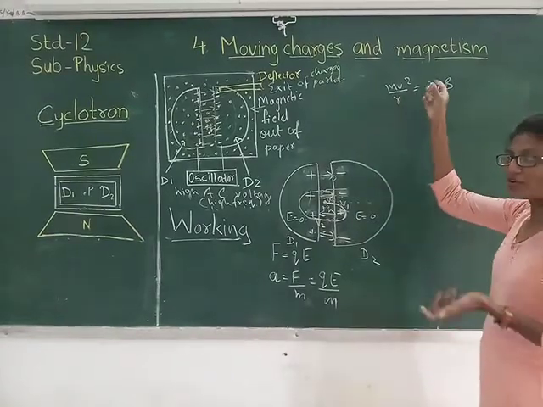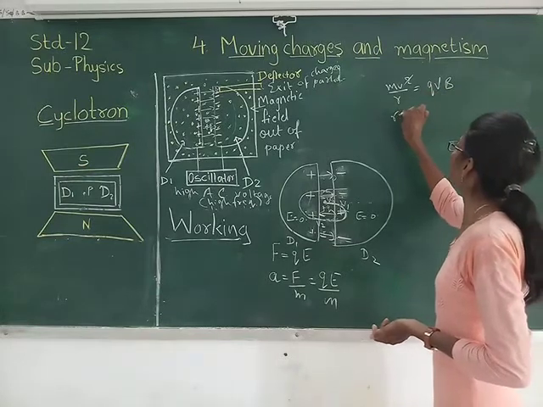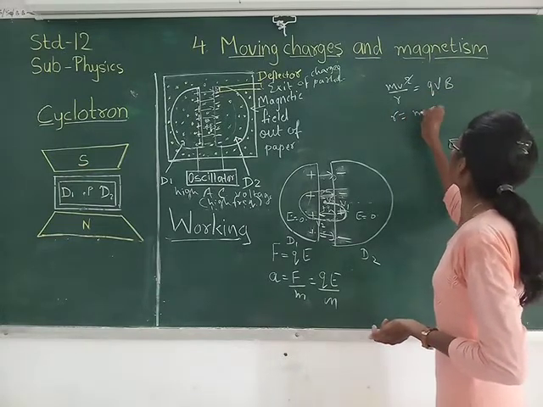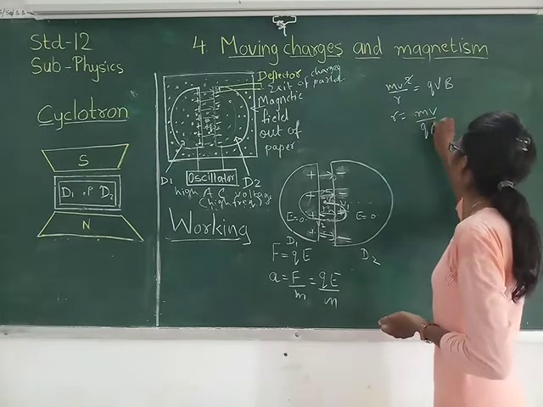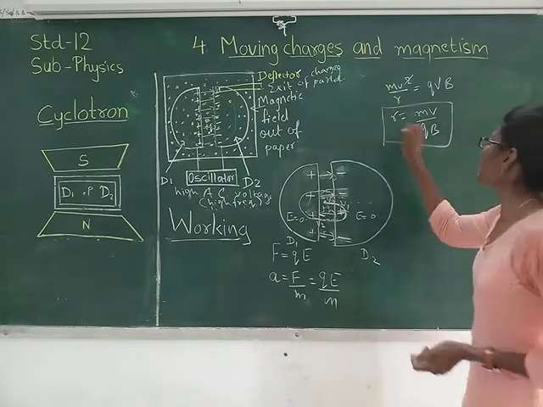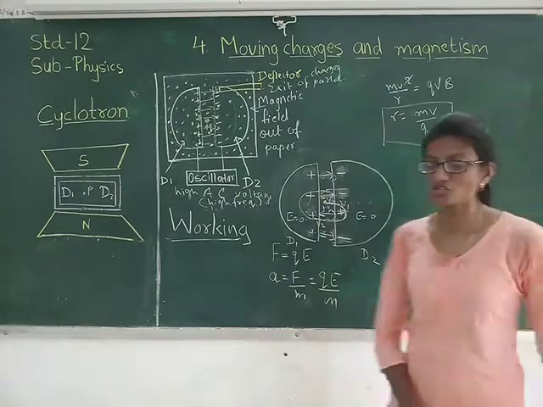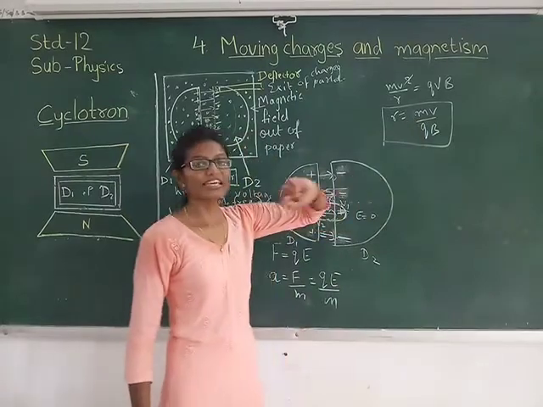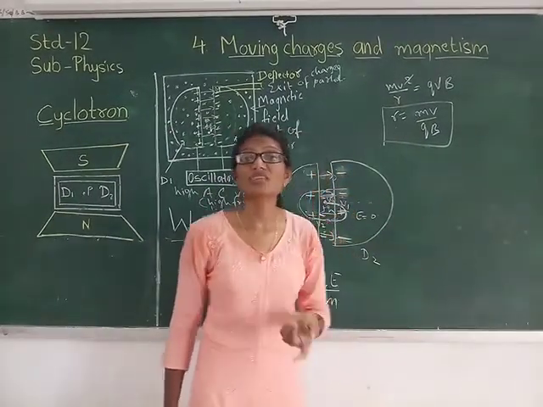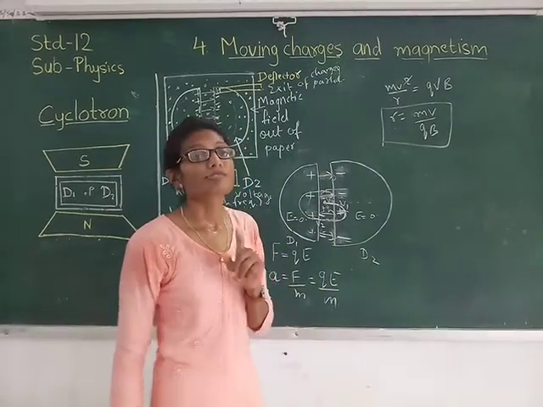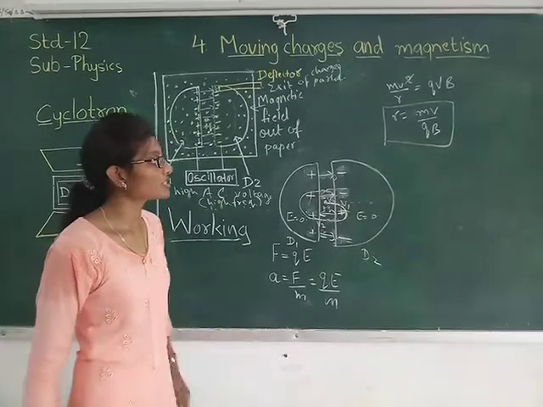So these equations we have already seen, so v gets cancelled, and if we take r as the subject, that is mv upon qB, right? Here m is the mass of the charge, v is the velocity, q is the charge of the particle, and B is the magnetic field. Here r is the radius of the circular path in which the charged particle moves.